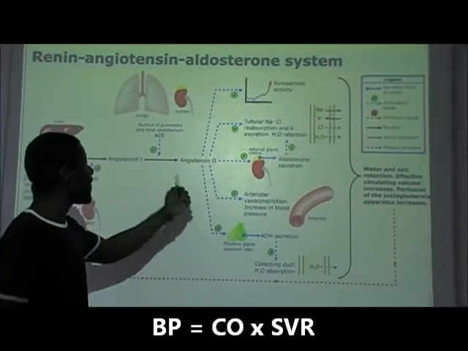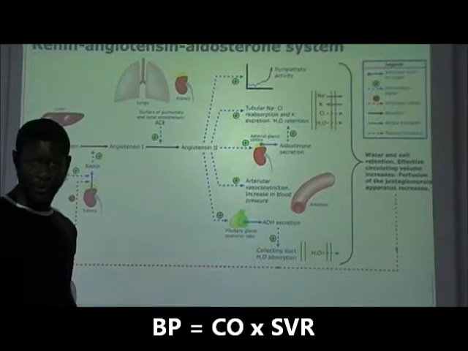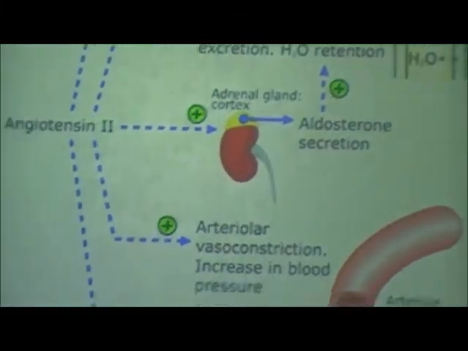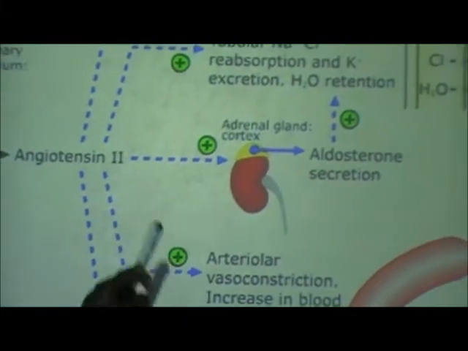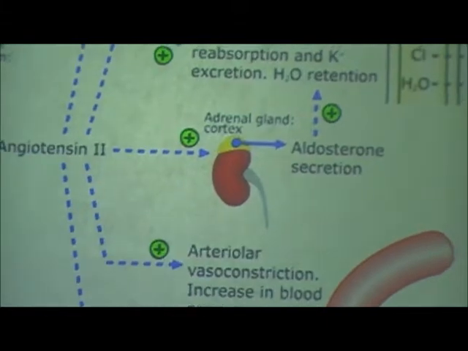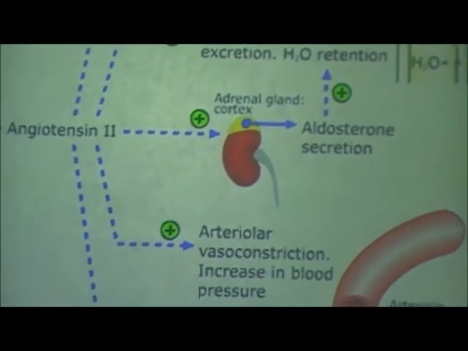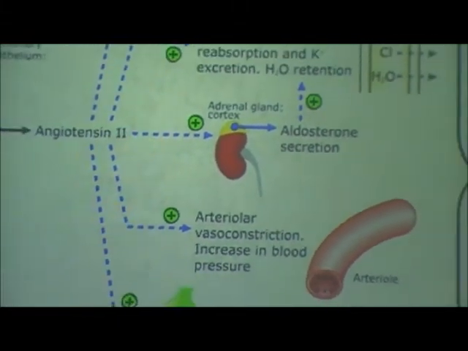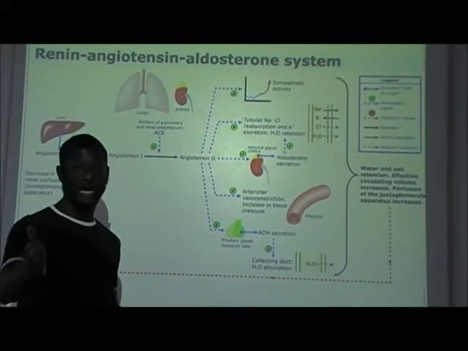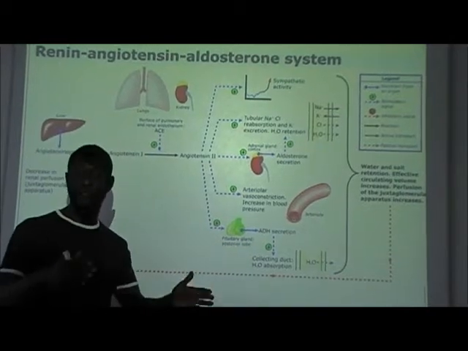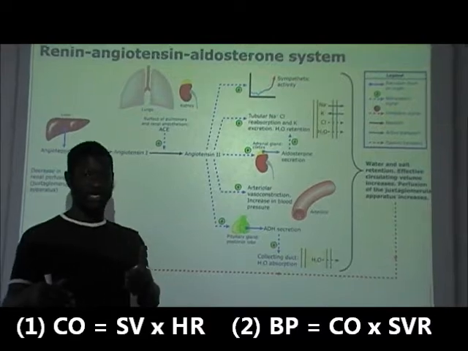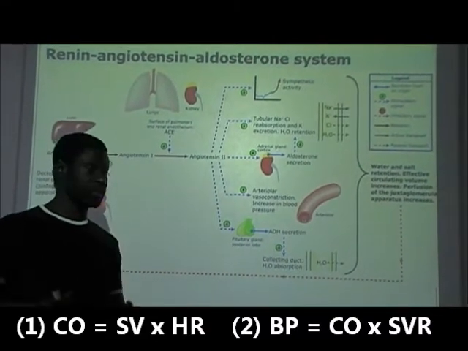Now, the third thing that angiotensin 2 would do is to stimulate the adrenal gland, which is just sat on the top of both kidneys, to release aldosterone. And aldosterone will go to the distal convoluted tubule to reabsorb sodium but secrete potassium. And like before, once sodium is reabsorbed, water will equally be reabsorbed, because water will go wherever sodium goes.